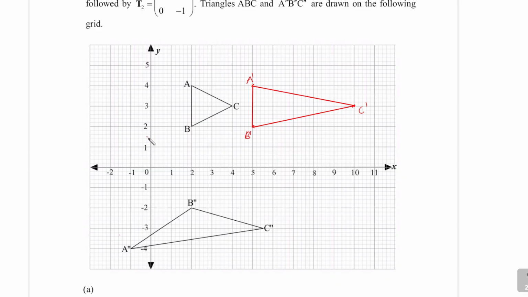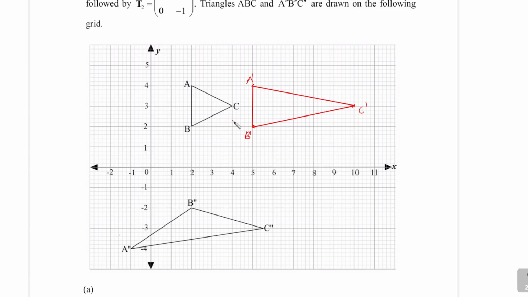Let me start with rotation. This can't be a rotation, because for a rotation, look at A and A prime, then B and B prime, C and C prime. These points have not been rotated. They have actually been moved. A has been moved to that point, C has been moved to this point, B has been moved to that point. So for rotation, that one is out. It can't be a rotation.